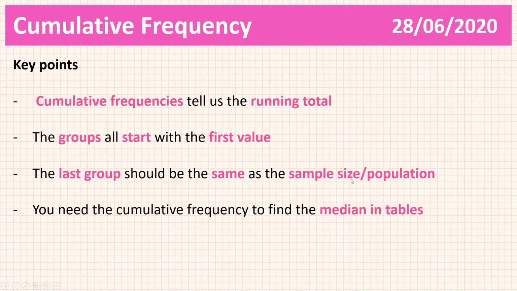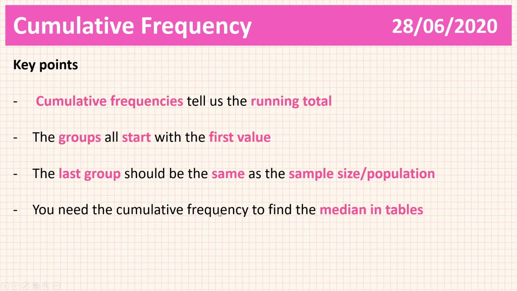And before we move on, you just need to know the key points of how to do that. The cumulative frequency tells us the running total. It's the total as you go along, right? The groups always start with the first value. If you look at the last one, 0 was our first value. So we went 0 to 1, then 0 to 2, then 0 to 3. We always started at 0, which is our first value. And the last group should be the same as the sample size or population. So the last group should have the value that is the total amount of people you surveyed, or the sample size you had, or the population.